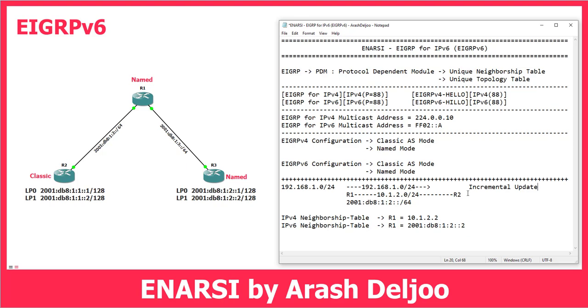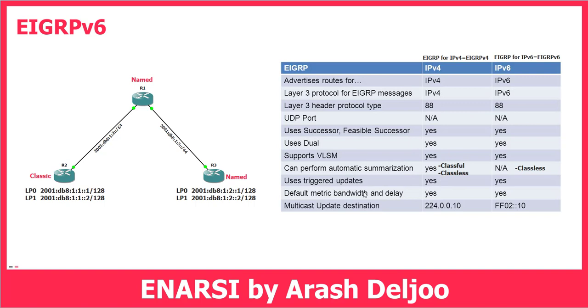We have exactly the same function, the same behavior in EIGRP for IPv6. We call it triggered update, uses triggered update. Default metric bandwidth and delay. About the metric, you have learned about, for example, the EIGRP classic metric and EIGRP wide metric. Let me say that everything that you have learned before is now available in EIGRP for IPv6. That's it. Everything is the same with EIGRP for IPv6 or EIGRPv6.